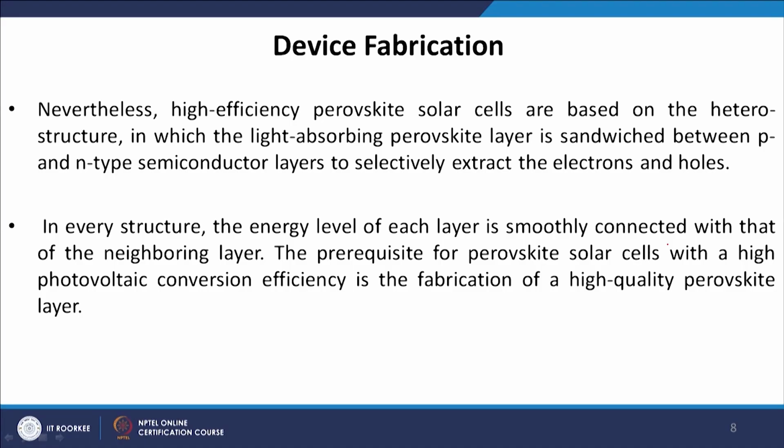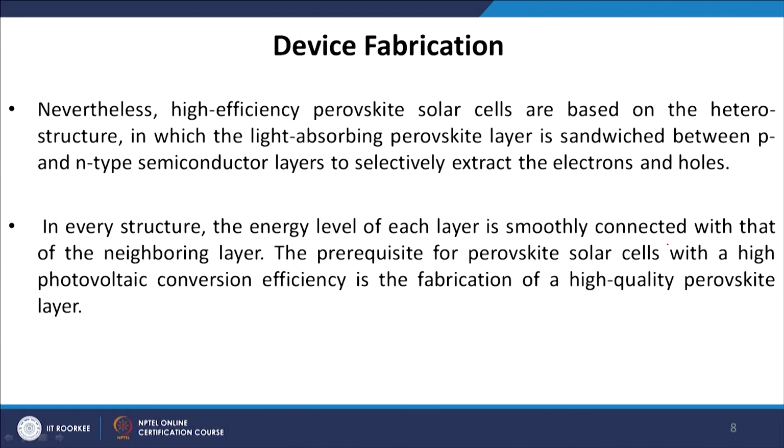The high efficiency perovskite solar cells are based on a heterostructure, in which the light absorbing perovskite layer is sandwiched between p and n type semiconductor layers to selectively extract the electrons and holes. In every structure, the energy level of each layer is smoothly connected with that of the neighboring layer. So, whenever we build up the successive layers, we have to make sure about the position of their HOMO energy level and LUMO energy level, so that proper electron transfer can happen. The prerequisite for perovskite solar cells with a high photovoltaic conversion efficiency is the fabrication of a high quality perovskite layer.